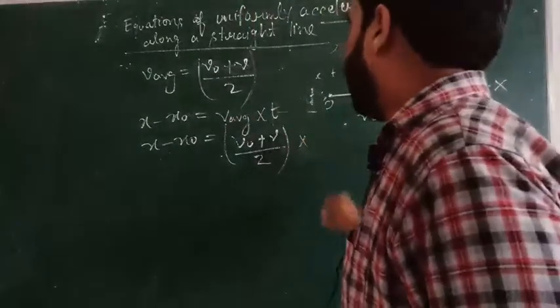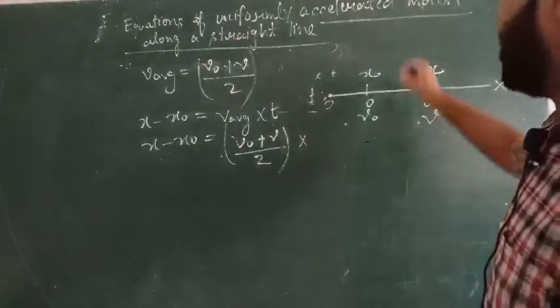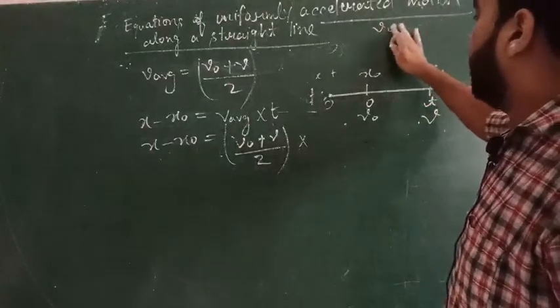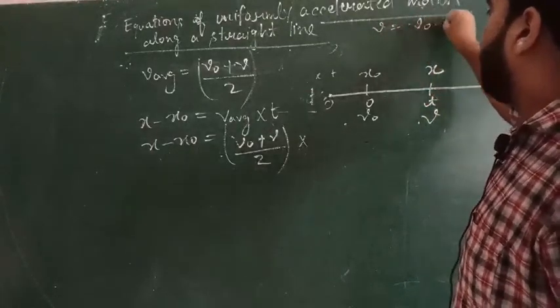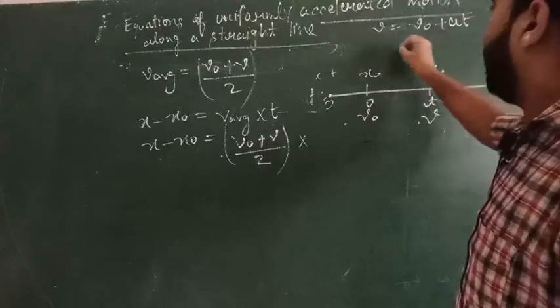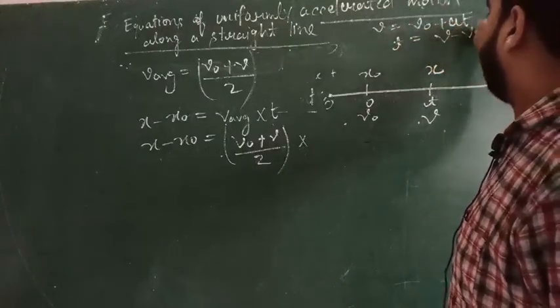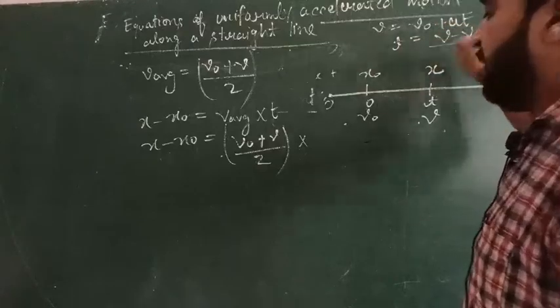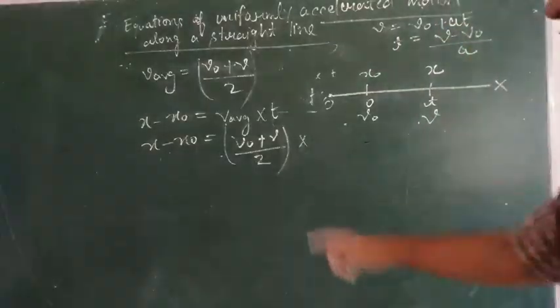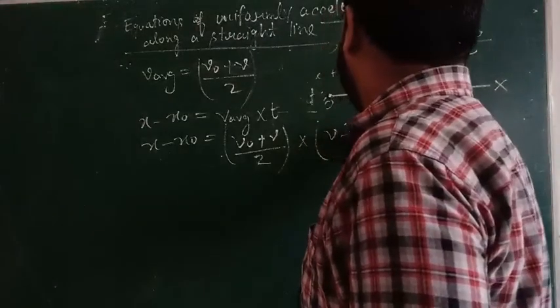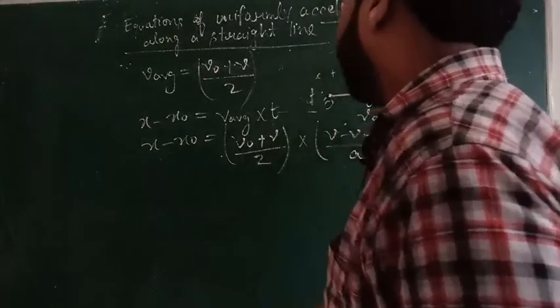in place of time t, from first equation of motion, V is equal to V naught plus AT. What will be the value of t from this equation? T will be V minus V naught upon A. So substitute it here. In place of t we will write V minus V naught upon A.